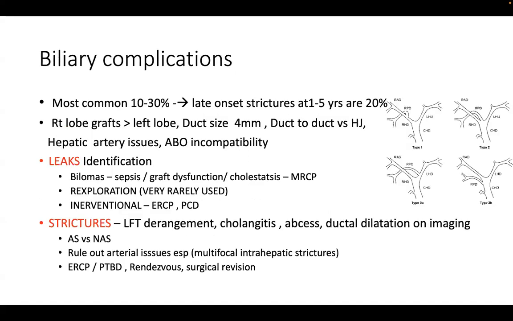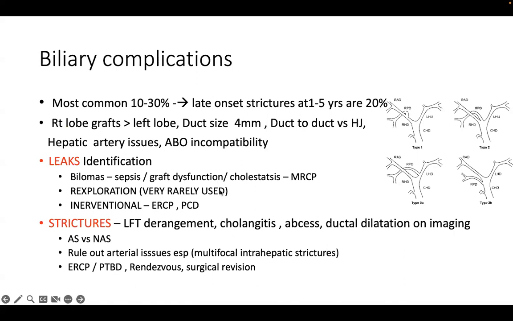So next we come to the biliary complications. The biliary complications are rightly said to be the Achilles heel of liver transplantation. The incidence of biliary complications is the most common complication. Incidence is about 10 to 30%, and the late onset strictures at 1 to 5 years needing re-intervention is about 20%. So almost 1 out of 5 is going to go on to form a biliary stricture.